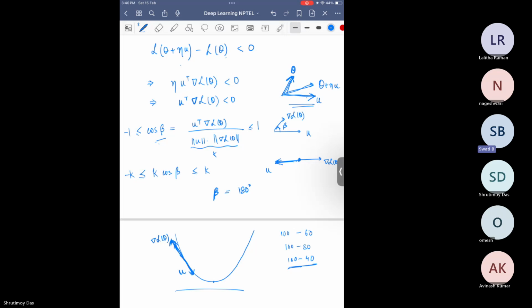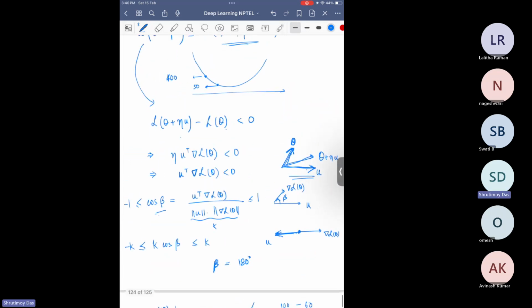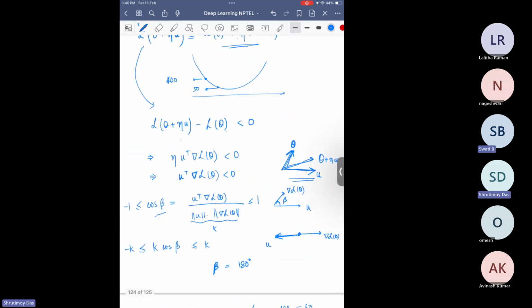So how will the algorithm decide in what direction to go? This Taylor series helps us calculate in which direction we can go so that the decrease in the loss is maximum. And if we calculate that, it comes out to be in the direction of the negative gradient.